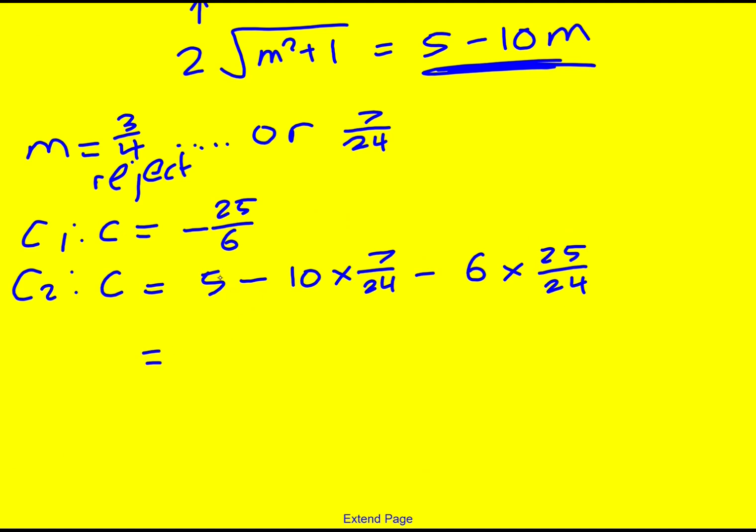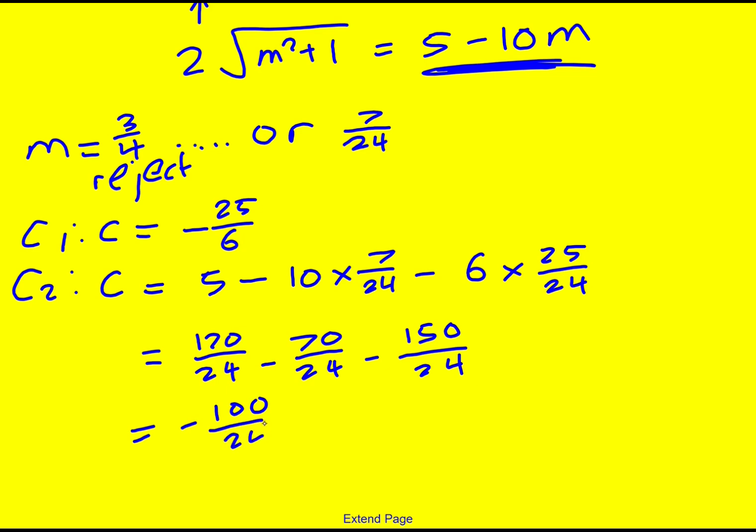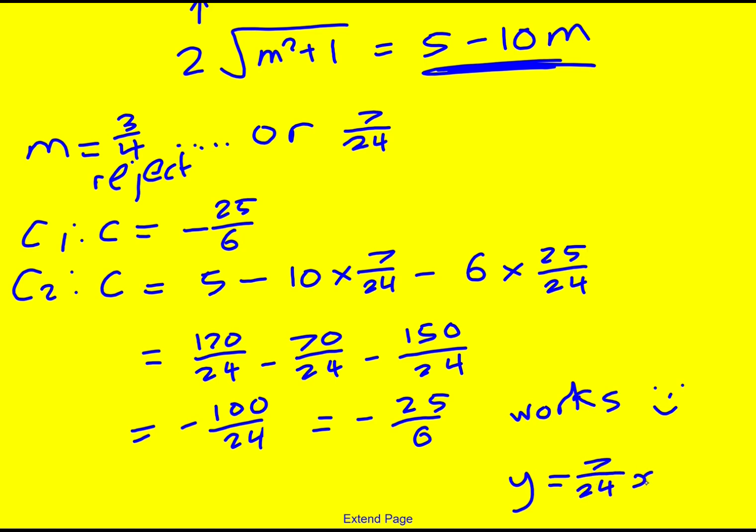I'm going to put all over 24, so this will be 120 over 24 minus 70 over 24 minus 150 over 24, which becomes minus 100 over 24. Divide through by 4 gives minus 25 over 6. So this works. And the third solution is therefore y equals 7 over 24 x minus 25 over 6. Brilliant.